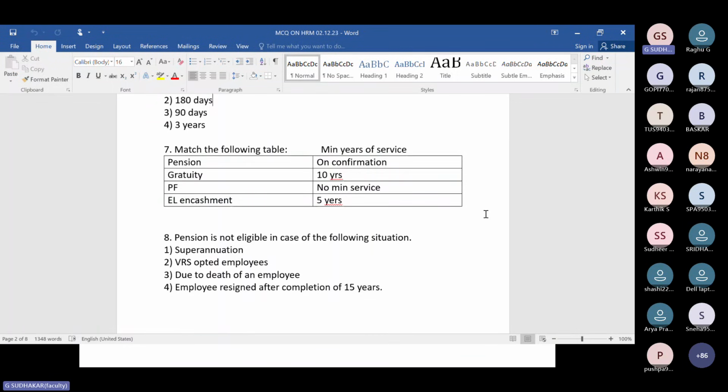Good. 8th question. Sir, 4th one. Employee pension is not eligible in the case of which of the following situations? Employee resigned after completion of 15 years. Good. For superannuation, it is eligible. A VRS-opted employee is eligible. Due to death of an employee, it is eligible. The only thing is if you resigned, even after 5 years, you are not eligible. Some years of service are mentioned, but on resignation you are not eligible.